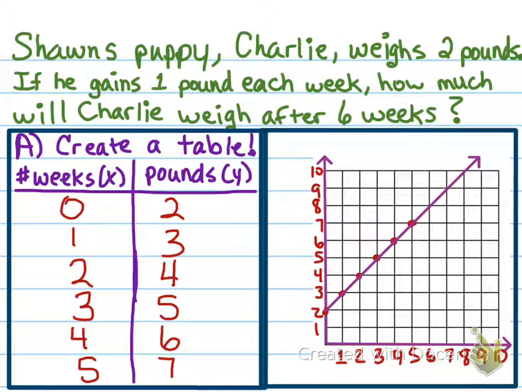But my question is asking, how much will Charlie weigh after 6 weeks? So if I find the x value of 6 and I follow my graph up until I intersect my pattern line, I can see that the point would be 6, 8. So my ordered pair would be 6, 8. So my answer is that Charlie would weigh 8 pounds.